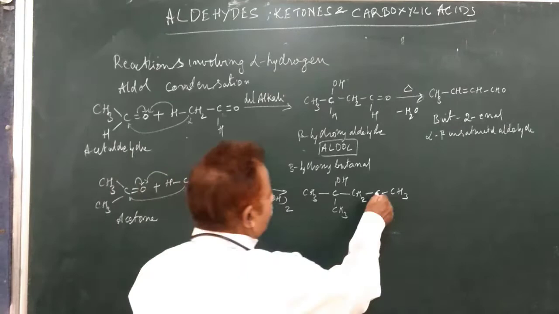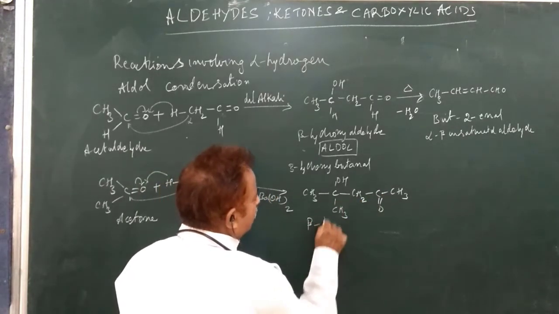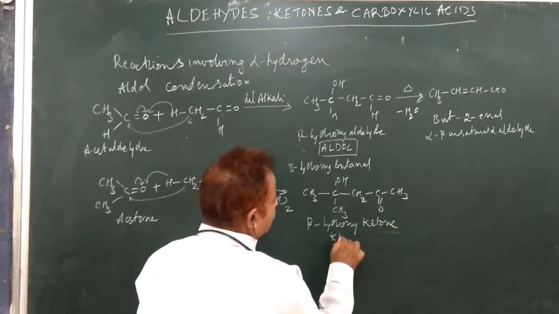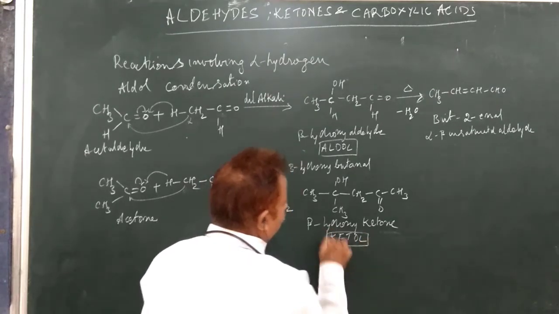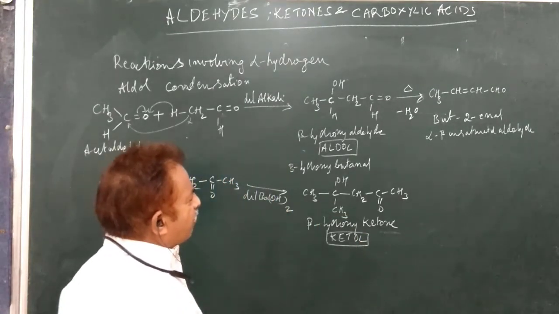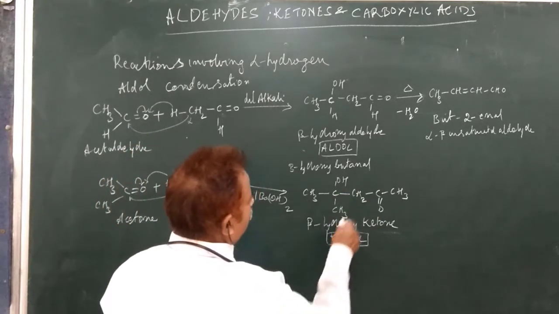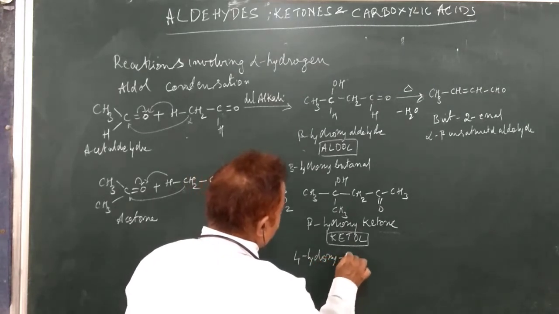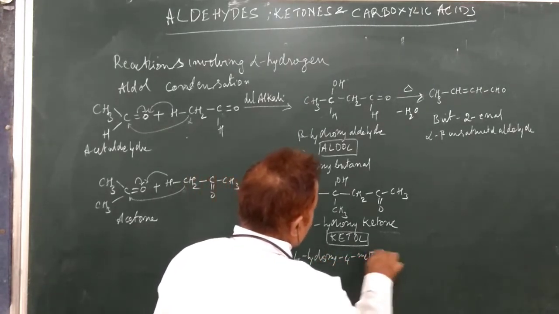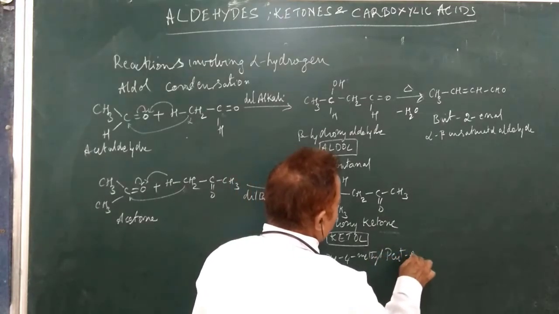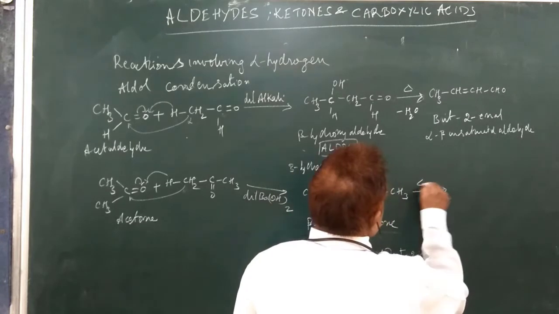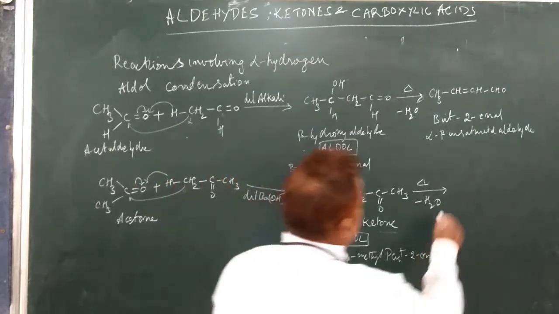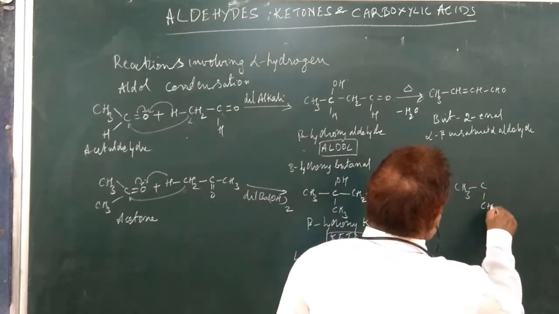And here, this is the alpha and beta carbon, therefore this is a beta hydroxy ketone. This substance is known as ketol. The product is known as ketol. Now what is the IUPAC name for this? The hydroxy group is present on the fourth carbon, therefore this is 4-hydroxy-4-methylpentan-2-one. This is subjected to dehydration, therefore unsaturation forms between alpha and beta.